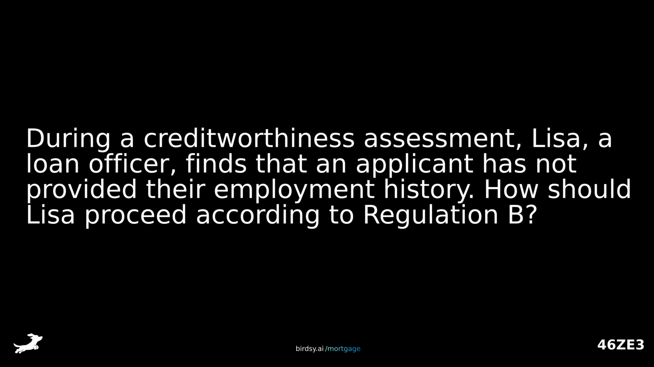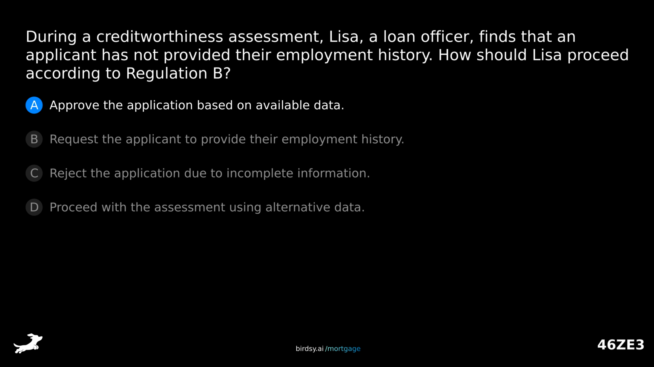During a creditworthiness assessment, Lisa, a loan officer, finds that an applicant has not provided their employment history. How should Lisa proceed according to Regulation B? Is it A, approve the application based on available data? B, request the applicant to provide their employment history? C, reject the application due to incomplete information? Or D, proceed with the assessment using alternative data?